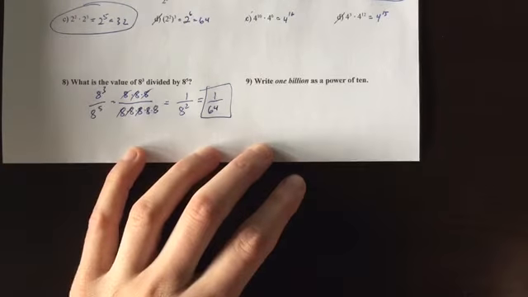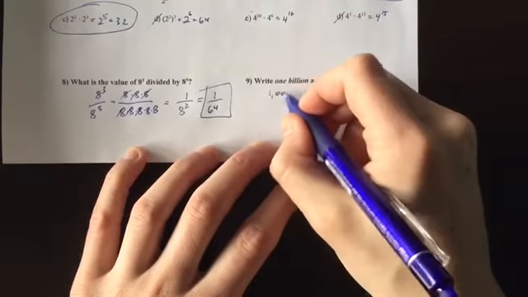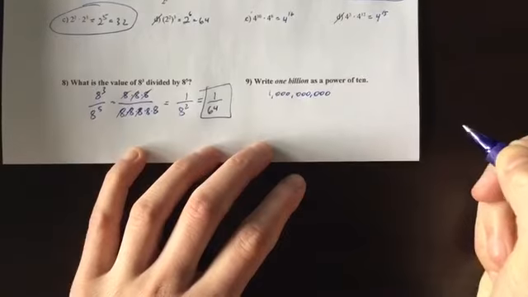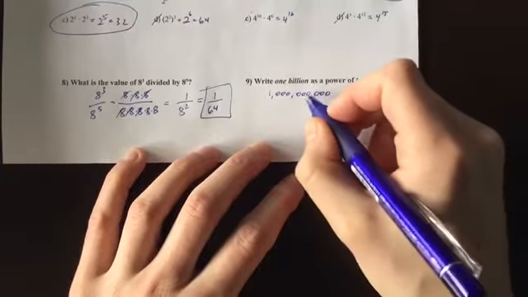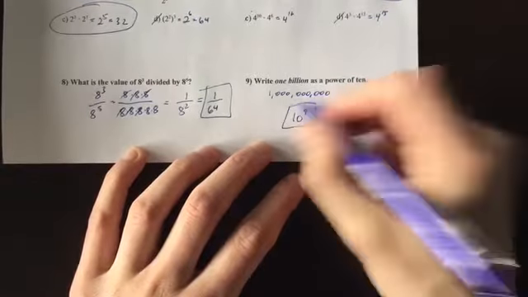Number 9, write 1 billion as a power of 10. To do that one, I'm just going to really write out a billion. So there we go. There's a billion. Count my zeros. 1, 2, 3, 4, 5, 6, 7, 8, 9. It's 10 to the 9th.